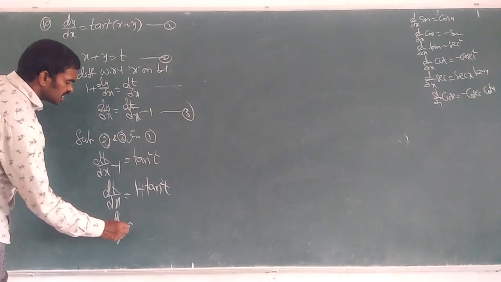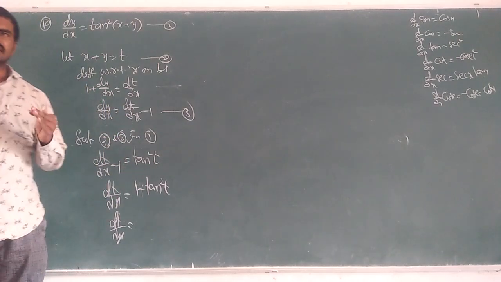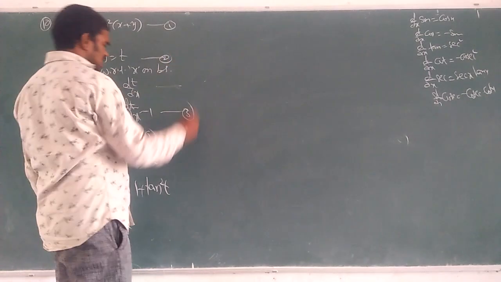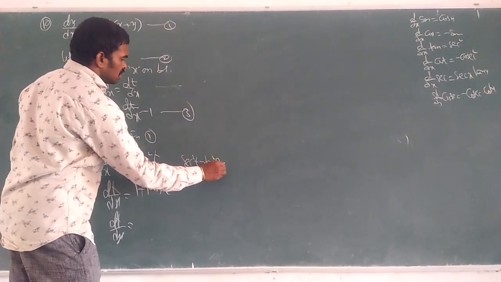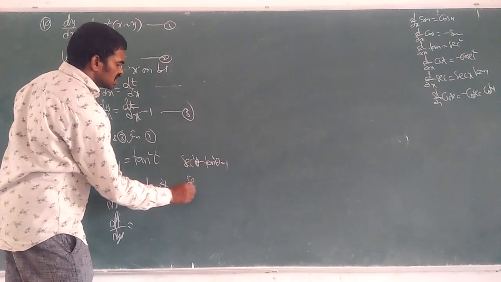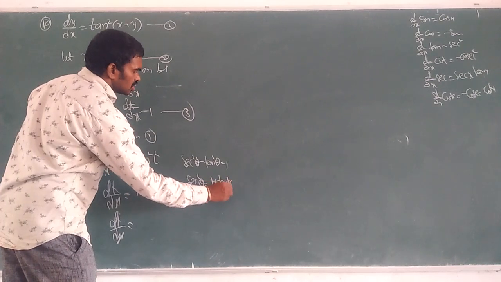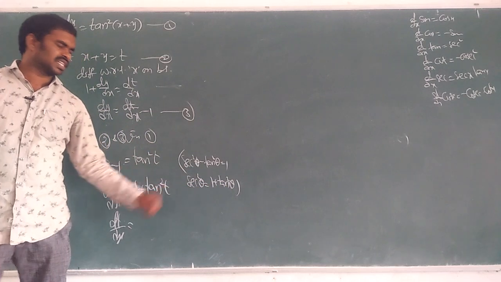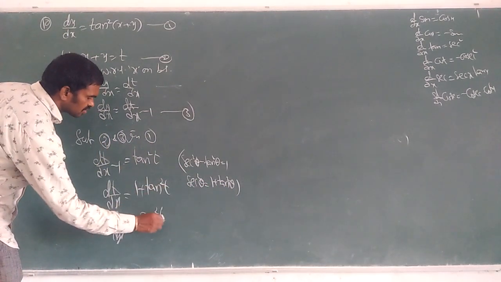We have three identities in trigonometry. First one is sin² + cos² = 1. Second one is sec² - tan² = 1. From this, sec² = 1 + tan². So from the second identity, 1 + tan² t is nothing but sec² t.